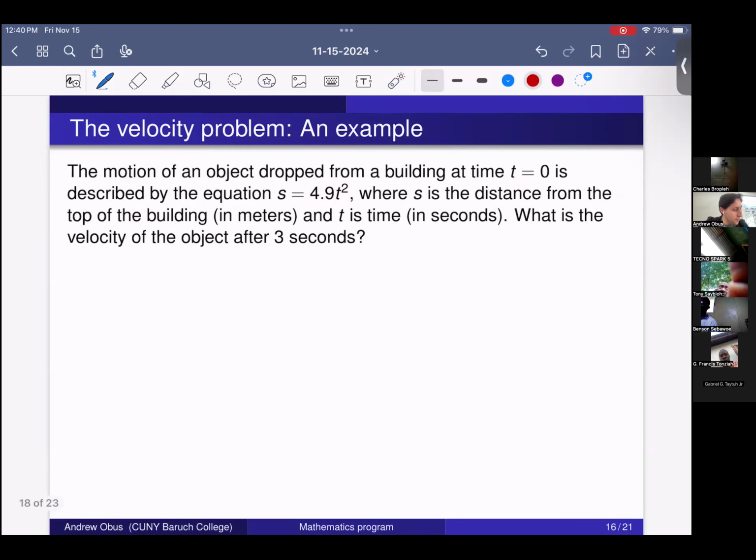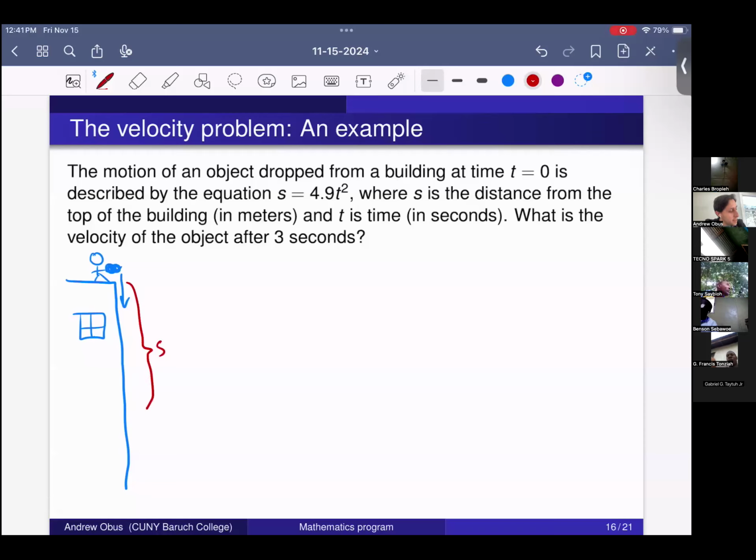So let me just draw a picture here. Here's our building, and here's you, and you have some object that you're dropping, right? This object is falling due to the force of gravity, okay? And after how much distance has it fallen? This is s, the distance fallen in meters in time t seconds.